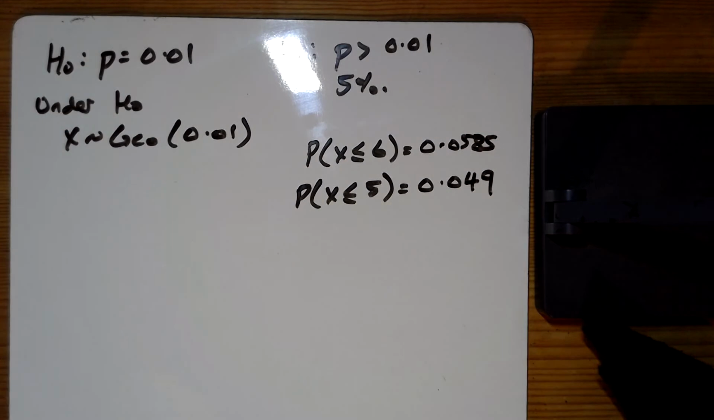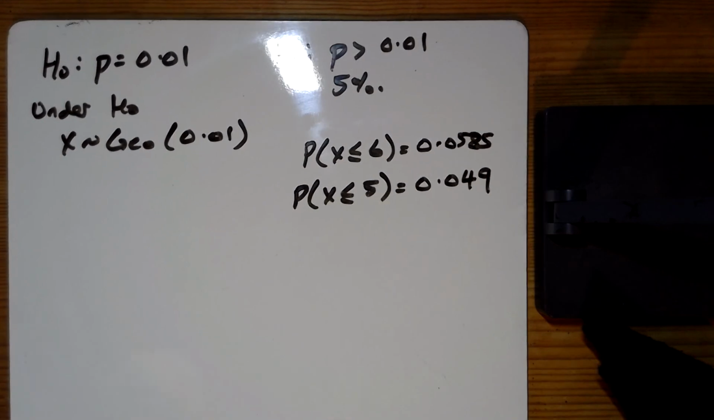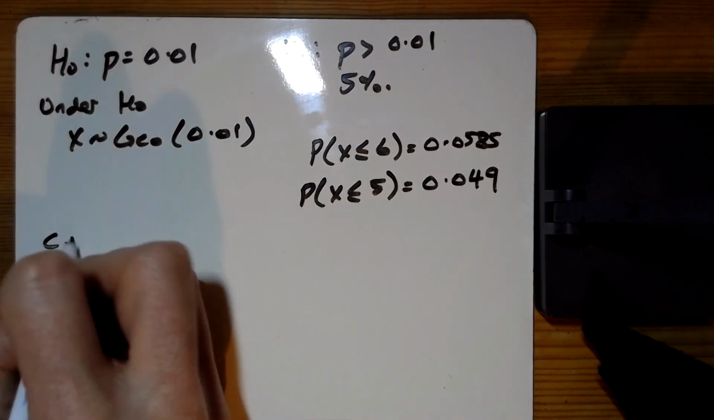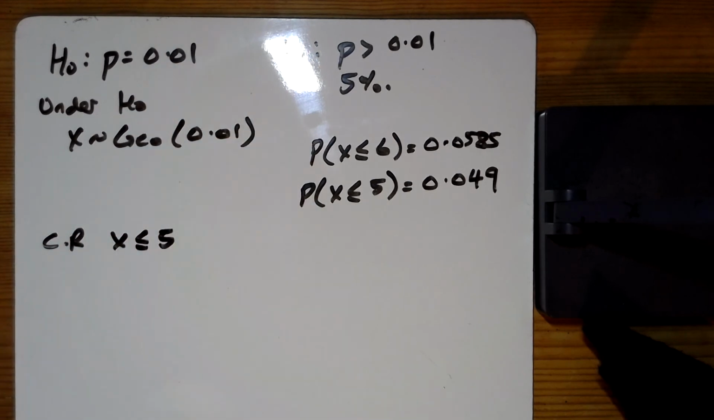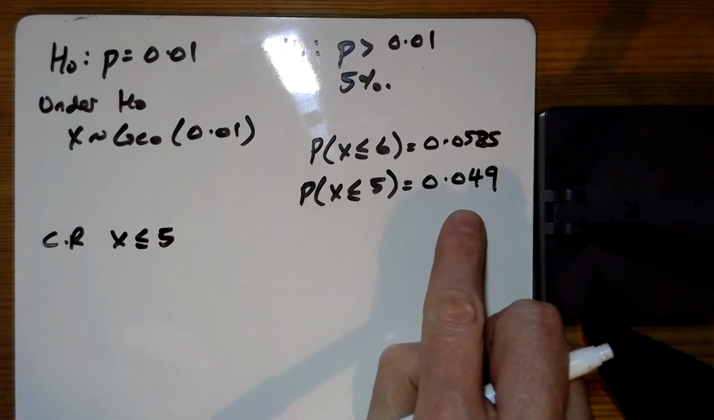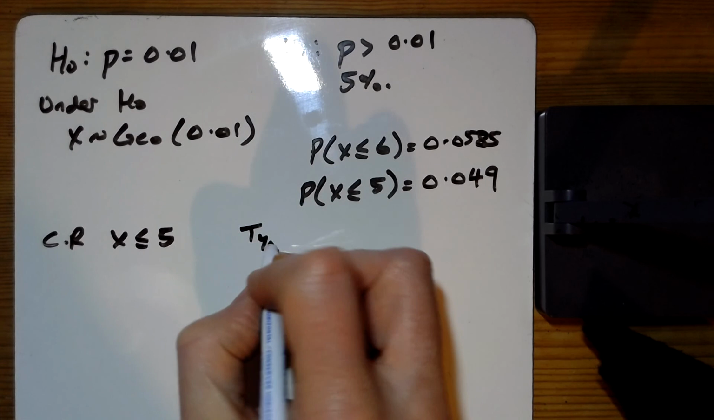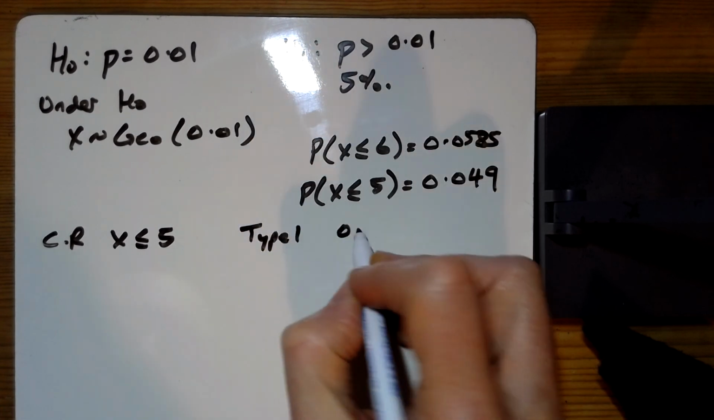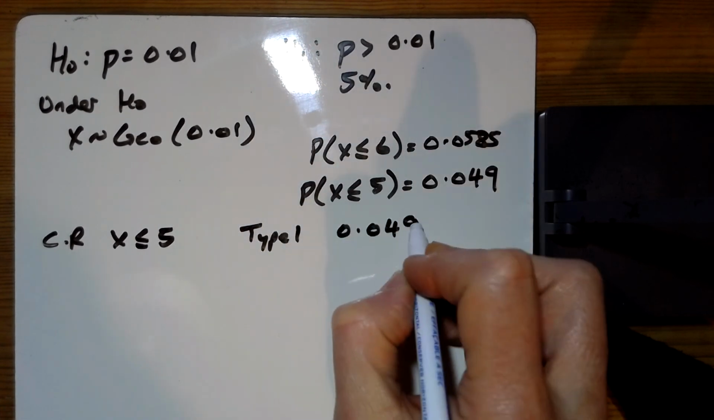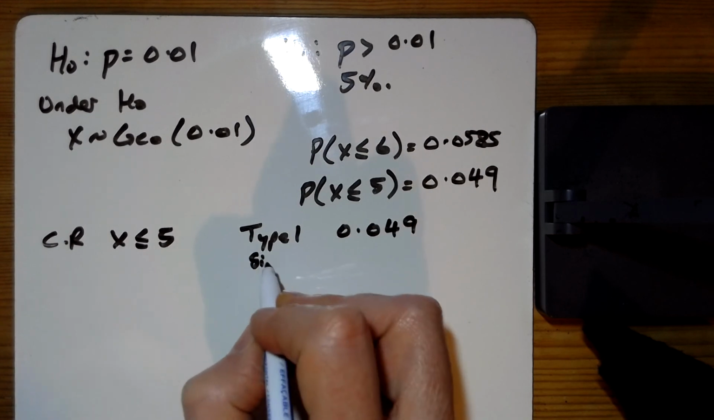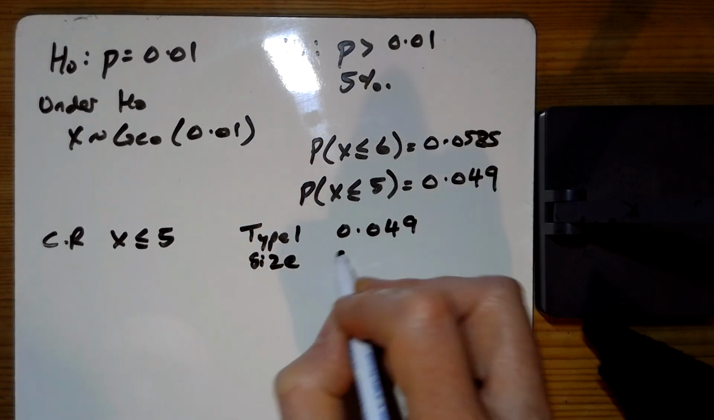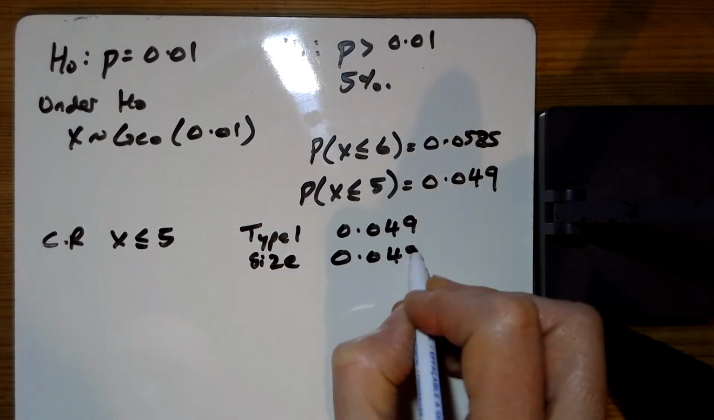So we'll put the calculator aside for a minute and start thinking. The critical region is X is less than or equal to 5. The probability of that happening is 0.049, so a type 1 error is 0.049. That is the same as the size of the test. The size of the test is 0.049.